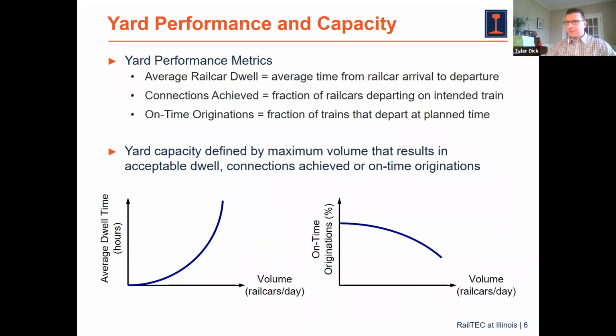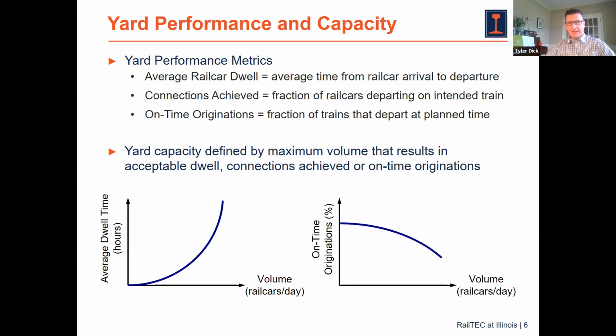On the yard side, we have a similar concept where we just use some different performance metrics that are more applicable to the yard environment. We can look at the average railcar dwell time, so the average time a railcar spends in the yard from arrival to departure. We can also look at the number or percent of connections achieved, so that's the fraction of railcars that depart on their intended train. And we can also look at the departing trains' on-time origination, so the fraction of trains that depart at the planned time, given that we just have a target departure time for a train departing a terminal, and we don't have a fixed timetable of all of the points along the route for that train.